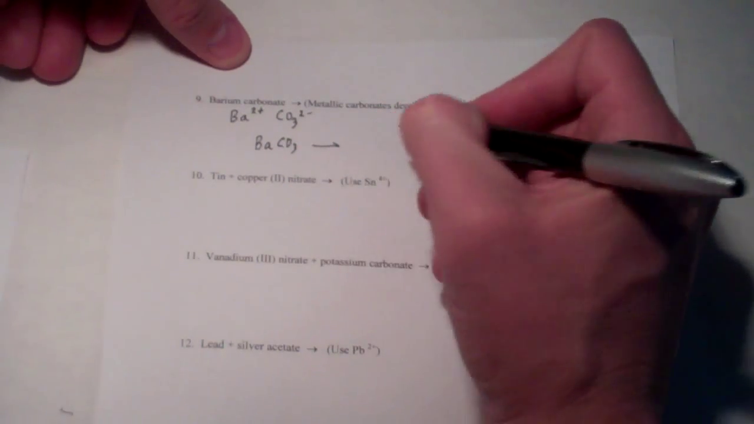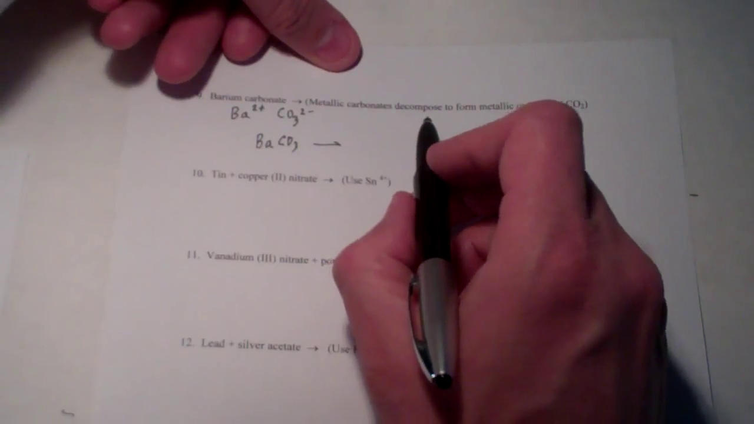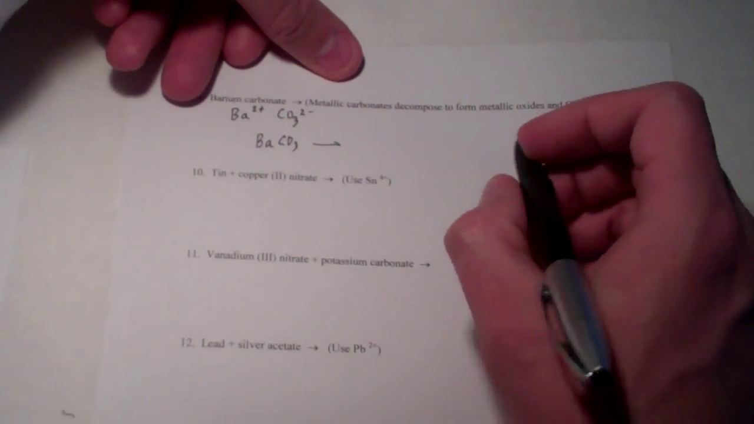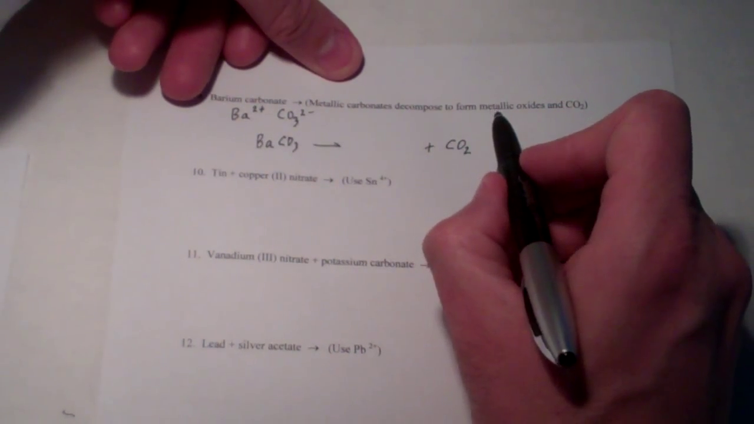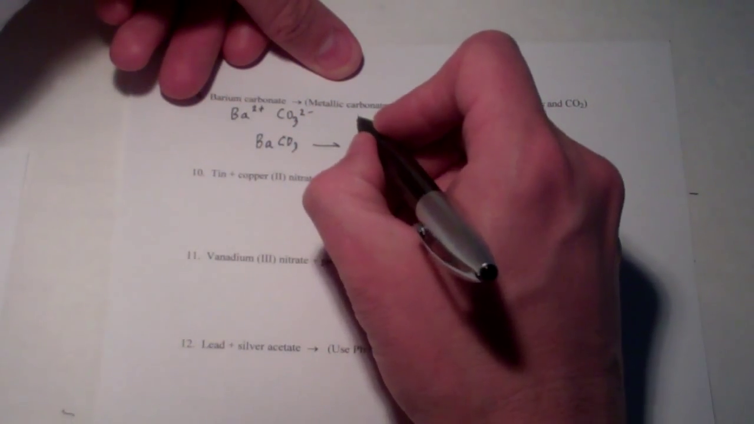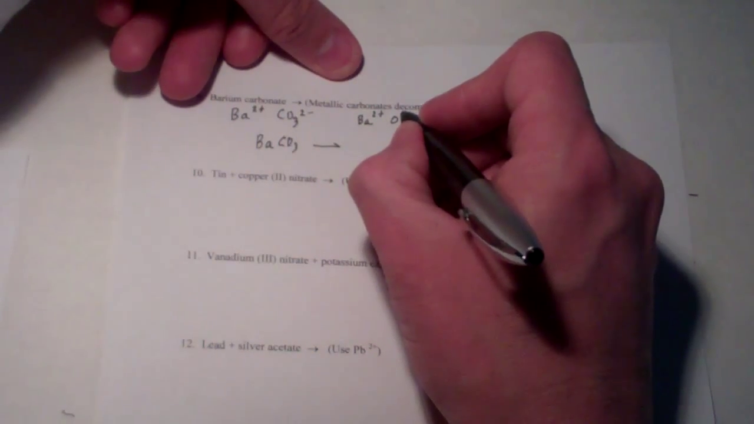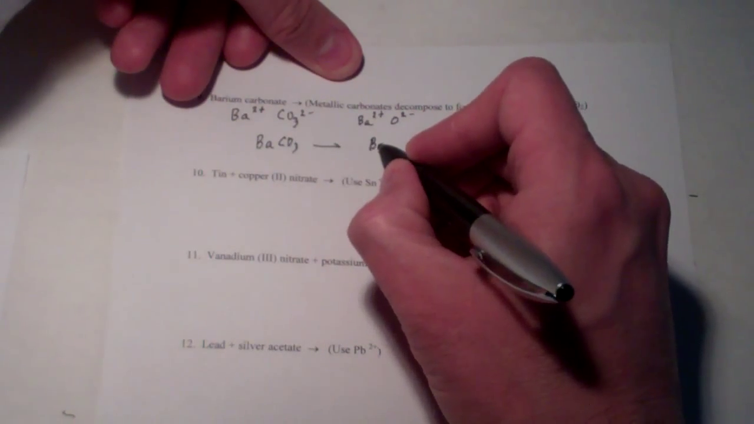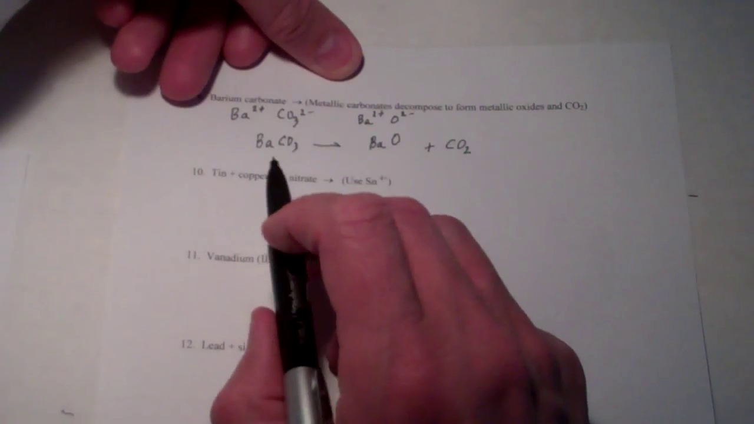BaCO3. Now, when heated, metal carbonates will always decompose to form metal oxides and carbon dioxide. So one product, of course, will be carbon dioxide. The other will be a metallic oxide. My metal's barium. So barium, when it forms a bond, is 2 positive. Oxide comes from oxygen, which is 2 negative. So we have BaO.